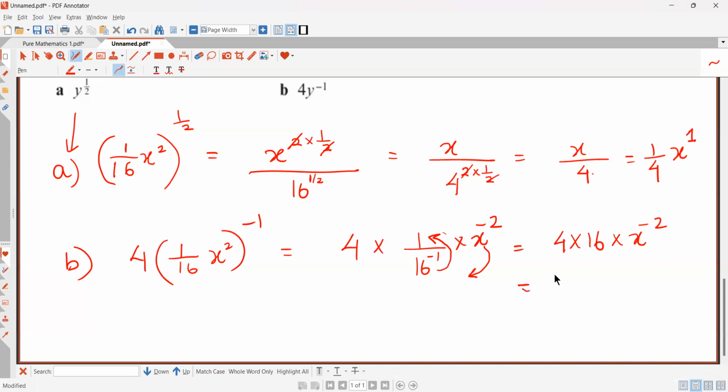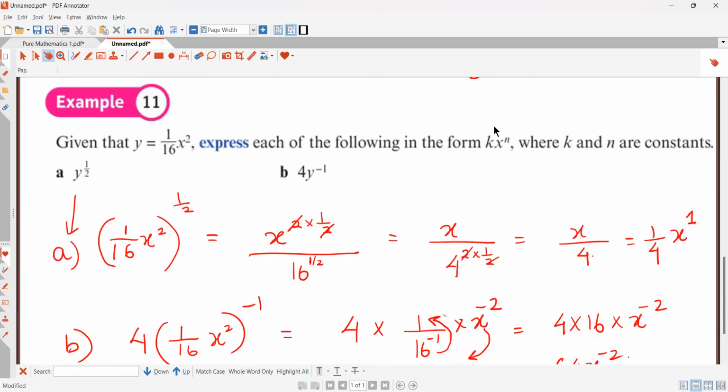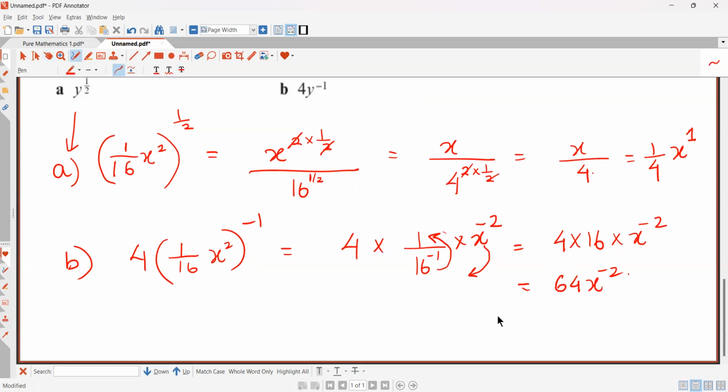Okay. So what is 16 into 4? Calculator? 64 x raised to what? Minus 2. Now, does this look exactly like your question? 64 x raised to minus 2. So what's your k over here? 64. What's your n over here? Minus 2.